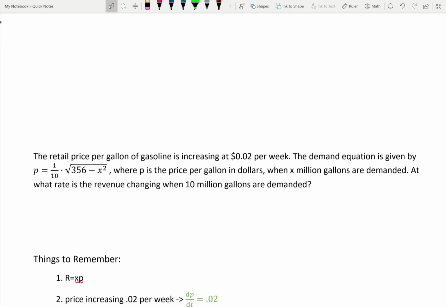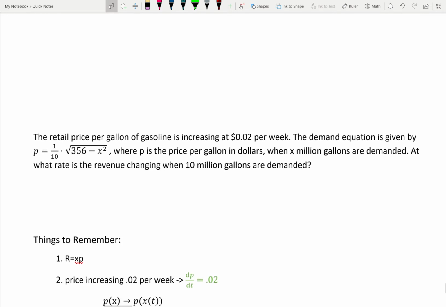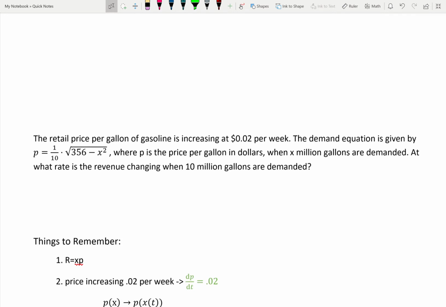Let's see what the next thing we should remember is. The price is increasing by 2 cents per week. You see how they have that phrase, per week, right here? It says per week. That means it's changing with time. So we can decipher that sentence: the price is increasing 2 cents per week, the change in price over the change in time, right? Obviously, it's not like the average, but we're taking the derivative. So we have dP over dt equals 0.02.